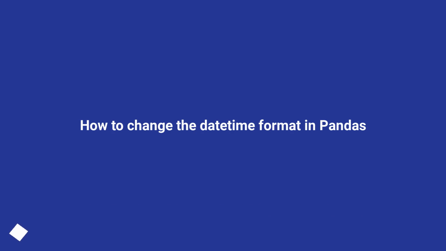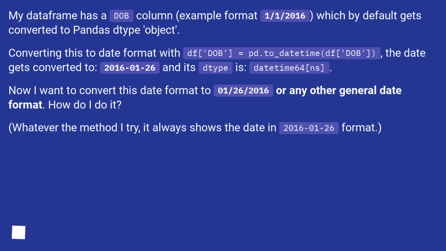How to change the datetime format in Pandas. My data frame has a DOB column, example format January 1, 2016, which by default gets converted to Pandas dtype object. Converting this to date format with df.dob = pd.to_datetime(df.dob), the date gets converted to January 26, 2016 and its dtype is datetime64[ns].